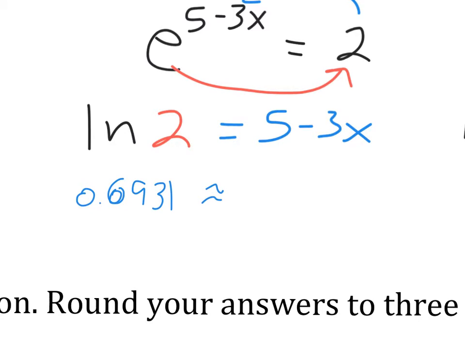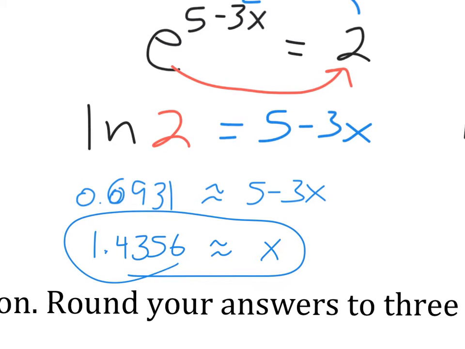0.6931 is approximately 5 minus 3x. But I'm going to leave this in my calculator right here and then subtract 5 and divide by negative 3. So x is approximately 1.43356. All that was done on your calculator from the natural log.